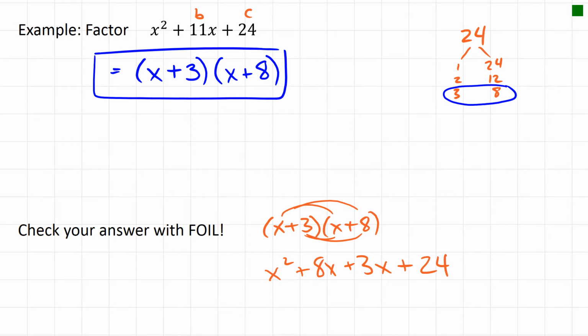And you can see how we're reverse engineering FOIL when we factor trinomials. Here's why we need two numbers that multiply to 24: because 3 and 8 multiply to that last term c, or 24. And 8x plus 3x also equal 11x. So that's why we need those two numbers to add to 11. And so we've checked our work. If we FOIL out our factoring, we get the original. And so we have factored correctly.